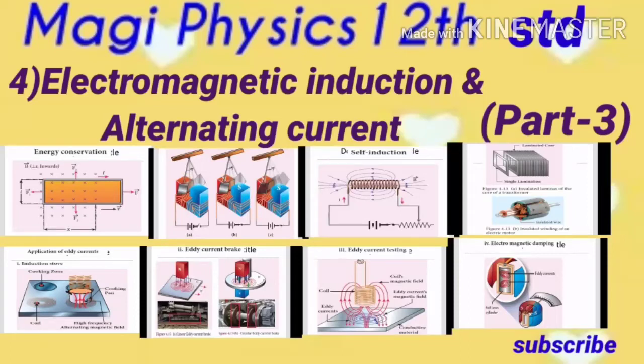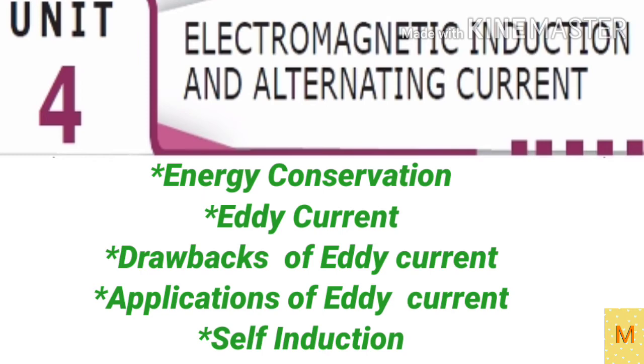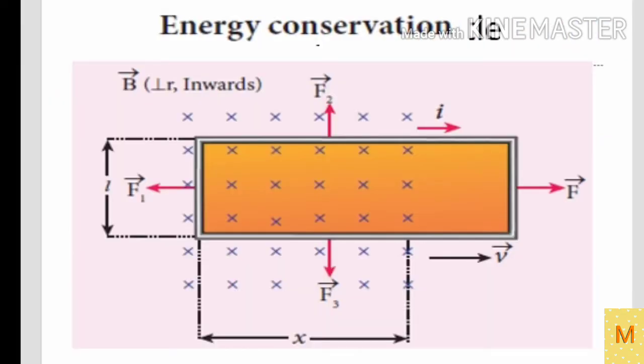Hello students, now we are going to discuss some important topics in the 4th lesson, electromagnetic induction and alternating current. First we are going to discuss energy conservation.